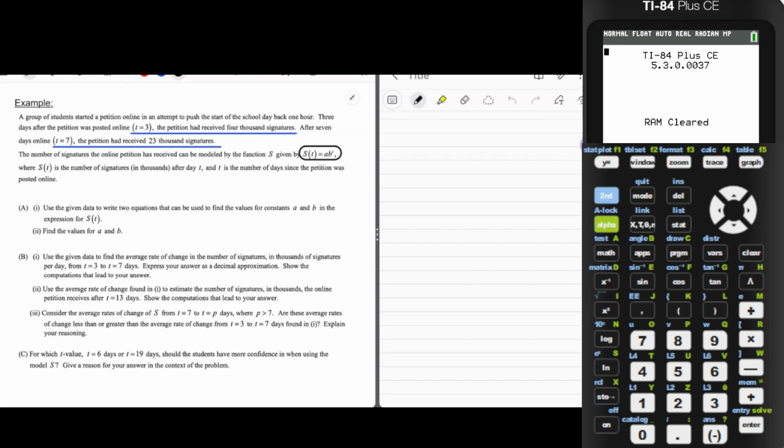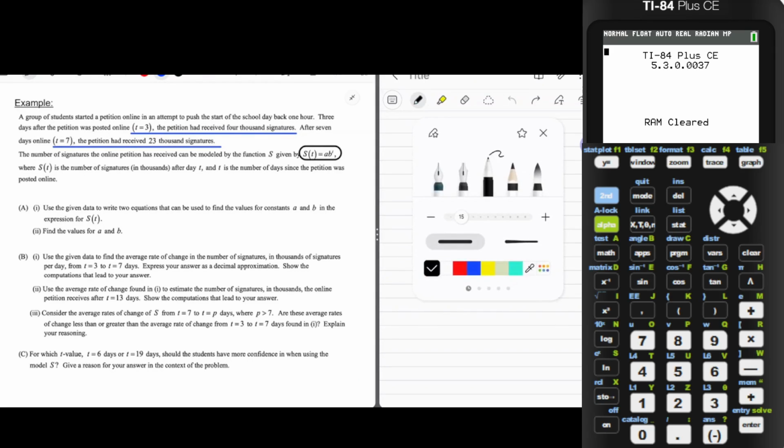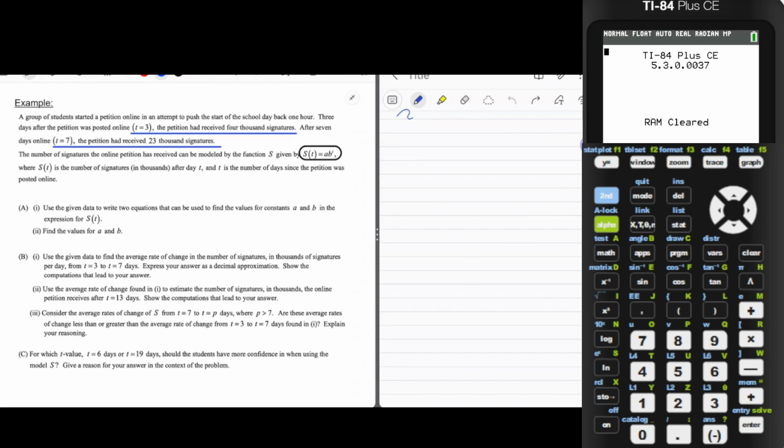So what I'm going to do immediately is write down the data points I'm given before I even start working this question. S of 3 is going to equal 4,000, but S is measured in thousands, so I'm just going to say S of 3 equals 4, and S of 7 equals 23.